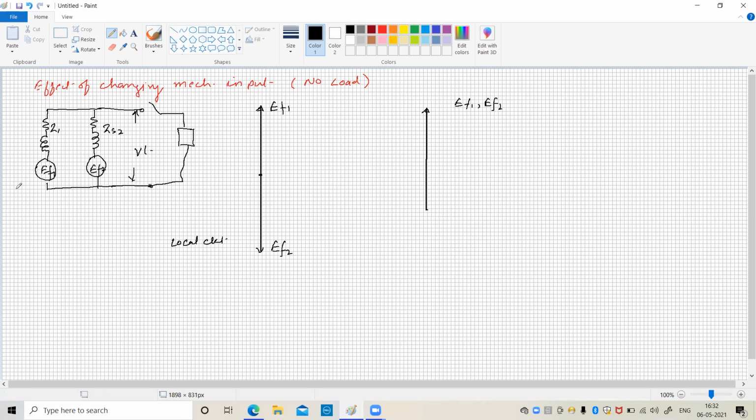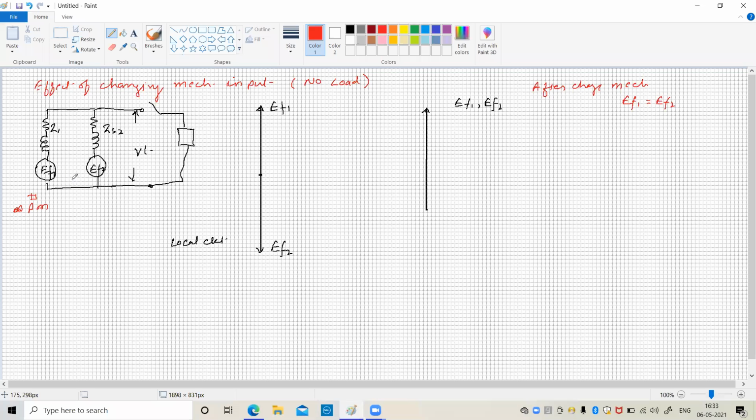Now, when we change the mechanical input of one of the alternators, say for example, we have changed the mechanical input, the prime mover, we have increased the mechanical input. Once we change the mechanical input, the excitation voltage will remain the same. So after the change in mechanical input, EF1 and EF2 will remain the same because the excitation voltage depends upon the excitation current. If you change the excitation current, then it is going to change the excitation voltage. Otherwise, the excitation voltage will remain the same.